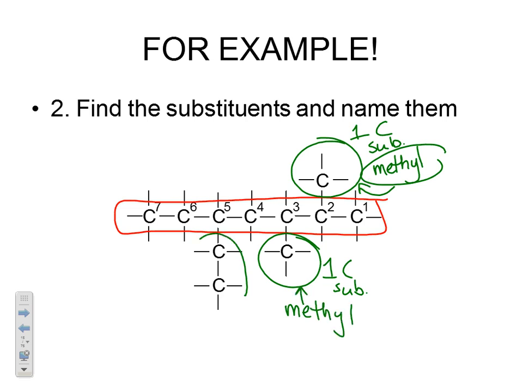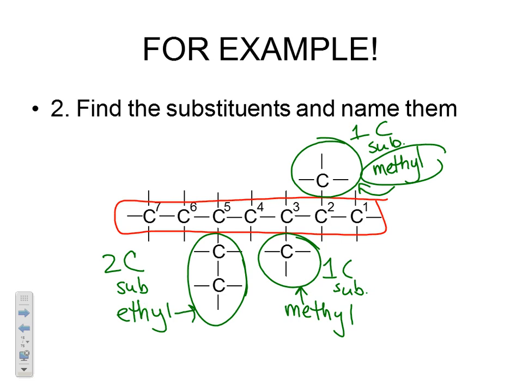And then I have this right here. So now I have 2 carbons in a row. 2 carbons are connected to one another. This is also a substituent, but it's not going to be a methyl group anymore because it's 2 carbons. It's going to use the prefix eth because it's a substituent. It's going to end in YL. So this right here is an ethyl group.